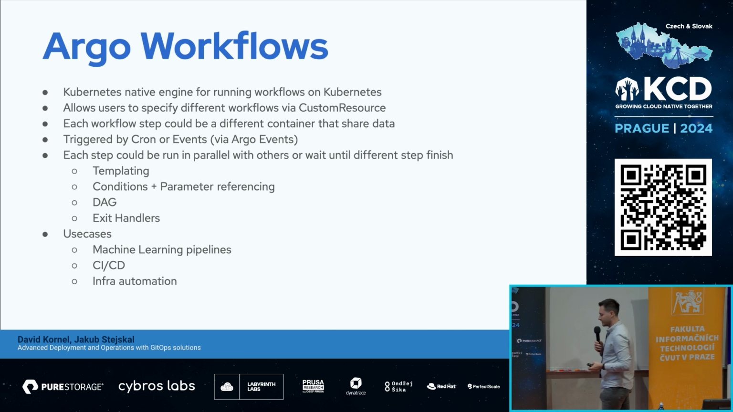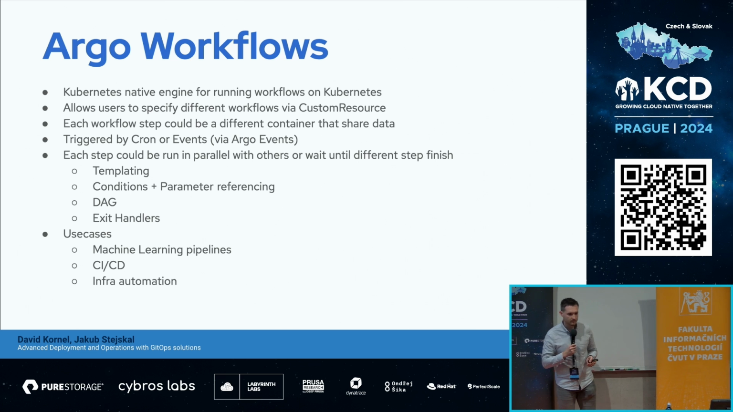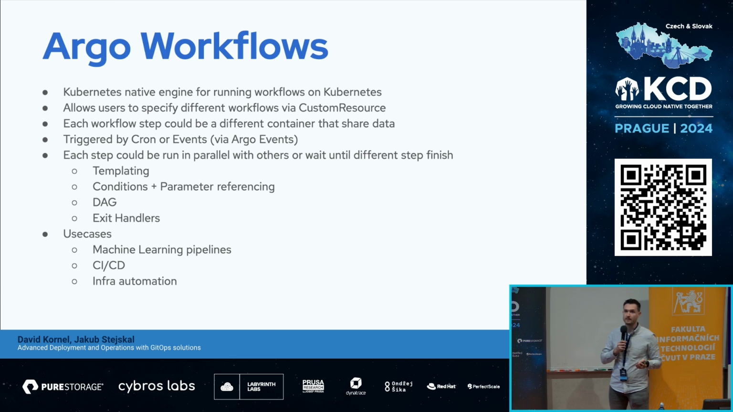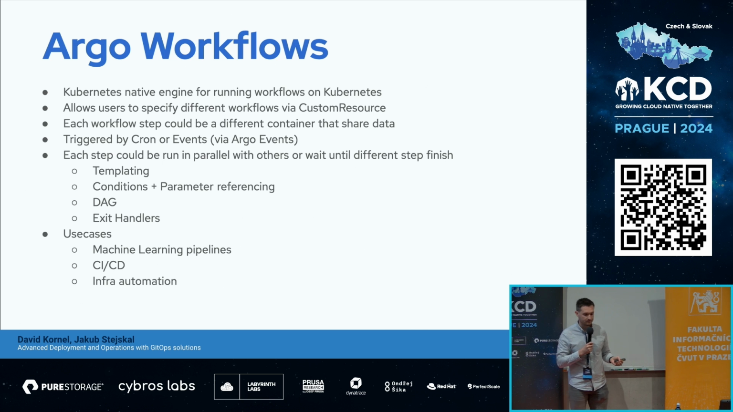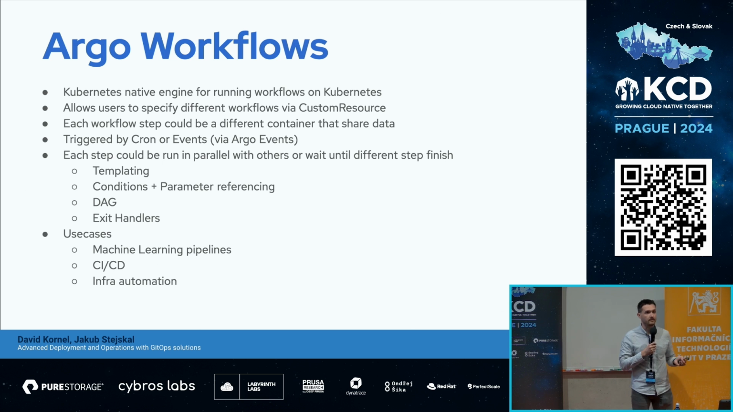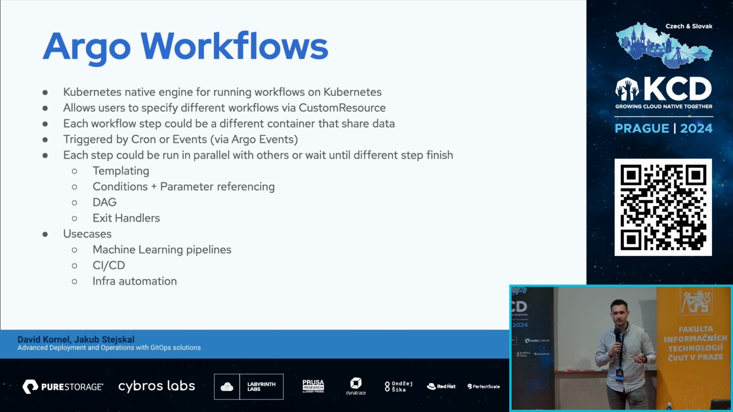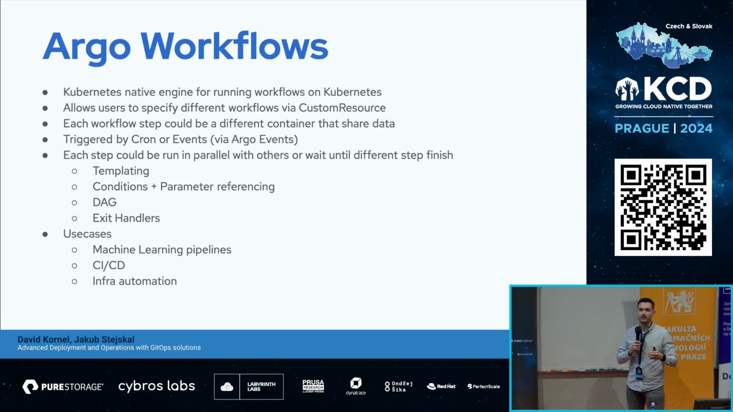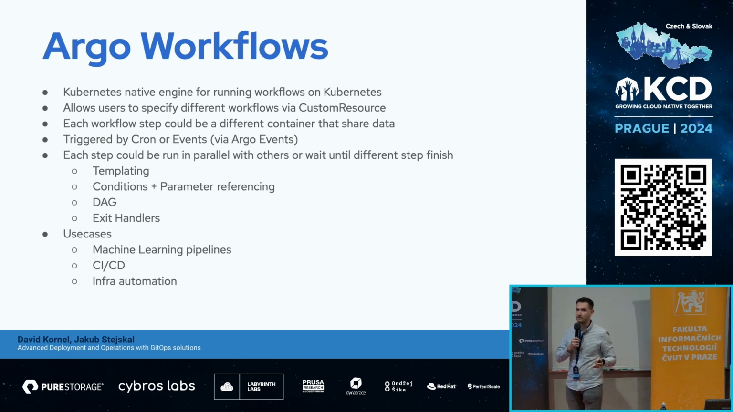Argo Workflows. David mentioned Tekton, which runs Tekton pipelines in your Kubernetes cluster and provides a Kubernetes-native experience. Argo Workflows is something very similar. It's a native engine for Kubernetes workflows, so you're able to specify a workflow with specific steps that will be executed on your cluster, or it can connect to a different cluster. Again, it's up to you and your use case.